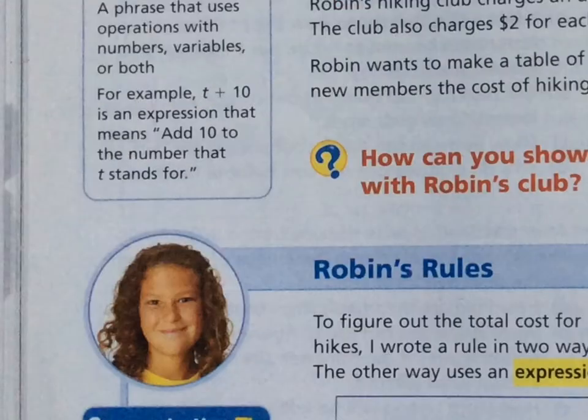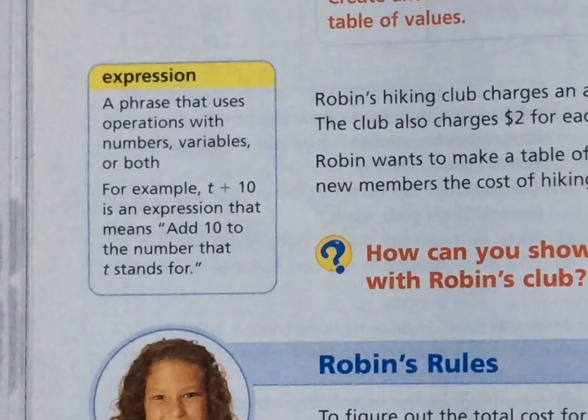Okay, so what is an expression? It's a phrase that uses operations with numbers, variables, or both. So here is an expression, t plus 10. What this means is that, for example, Susie went to buy tickets for her and her friends, and every time she bought a ticket, it would be $2. How much would the tickets cost if she already spent $10 on tickets? And we would try and calculate it that way.